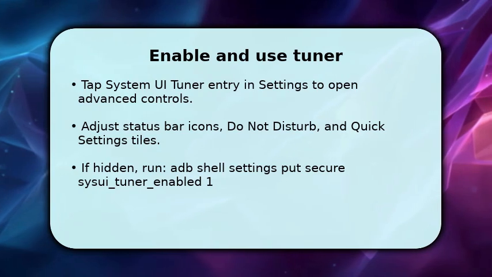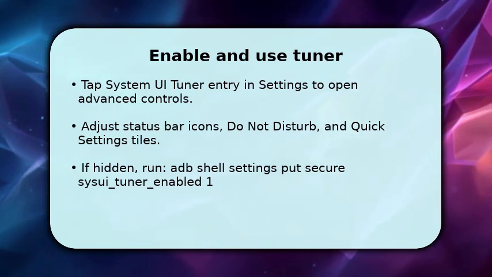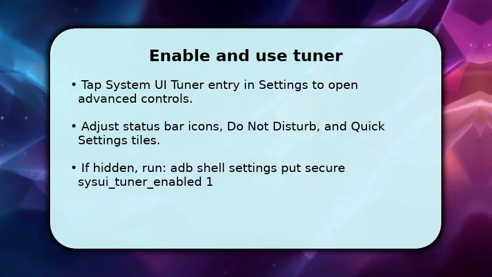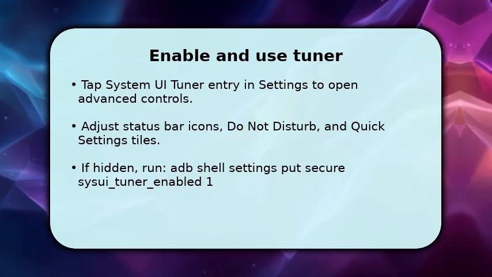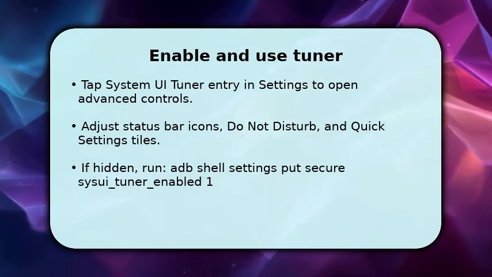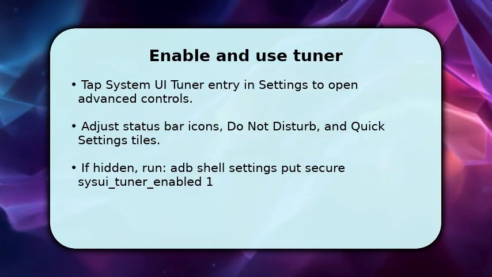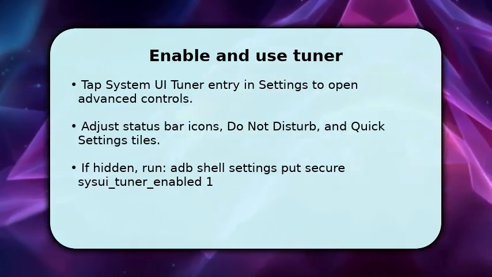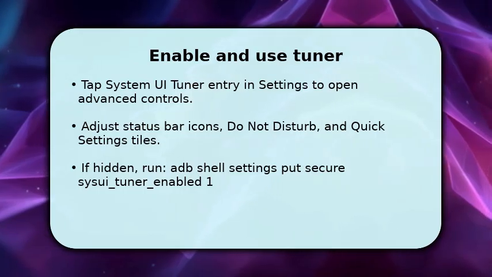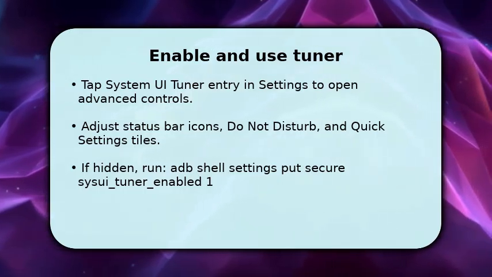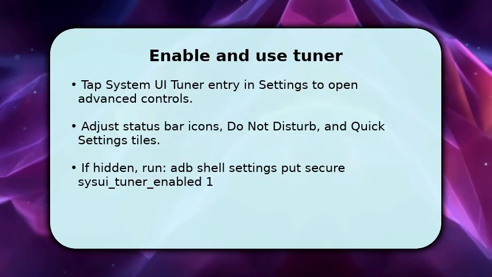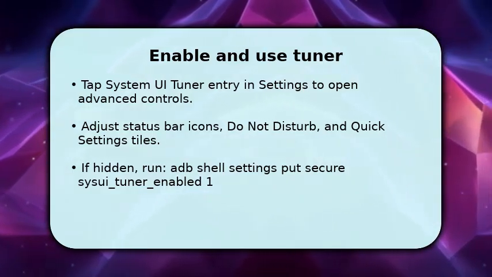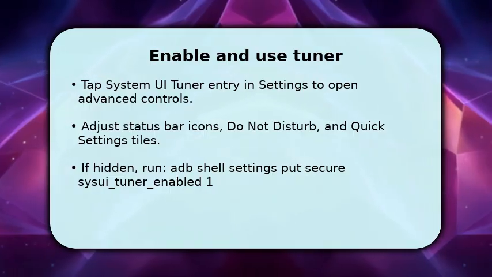Once the System UI Tuner appears in settings, tap it to open controls and start customizing. You can toggle which status icons show, tweak Do Not Disturb behavior, and drag Quick Settings tiles into your preferred order for faster access. If the menu was removed by the OEM or Android update, make sure USB debugging is on, connect via ADB, and run the command shown to enable the tuner. This grants access so you can continue tweaking without waiting for an OS restore.